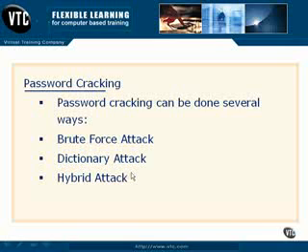A hybrid attack is a combination of different tools, often combining the effectiveness of brute force and dictionary attacks and often using other attack mechanisms.